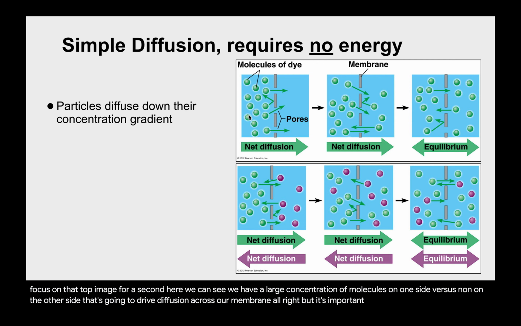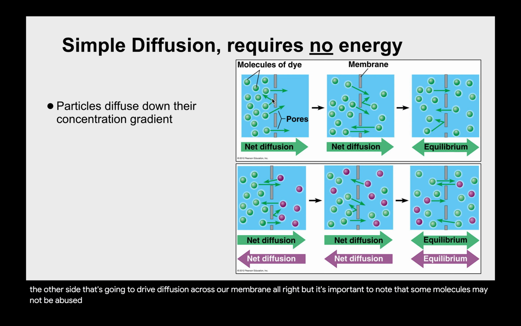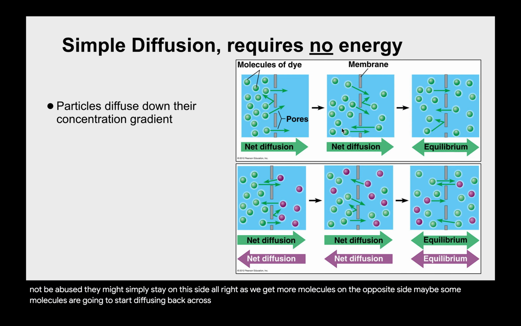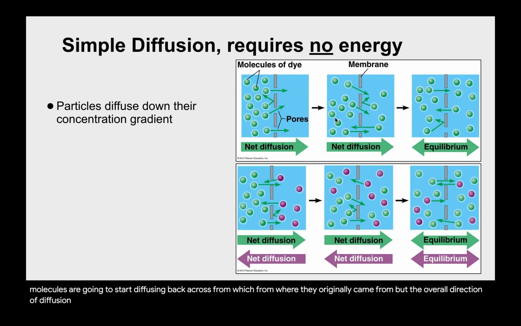But it's important to note that some molecules may not diffuse. They might simply stay on this side. As we get more molecules on the opposite side, maybe some molecules are going to start diffusing back across from where they originally came from. But the overall direction of diffusion is going to be with that concentration gradient.